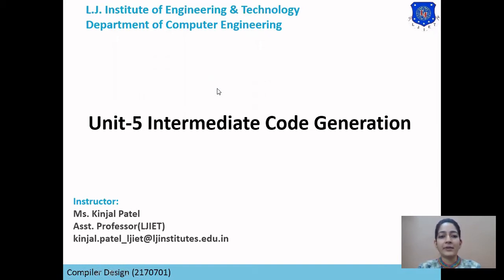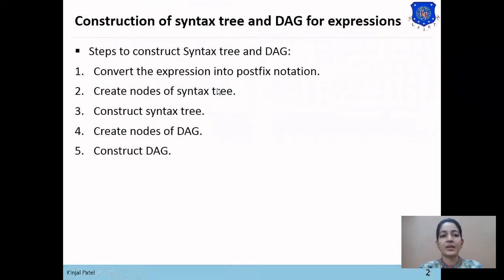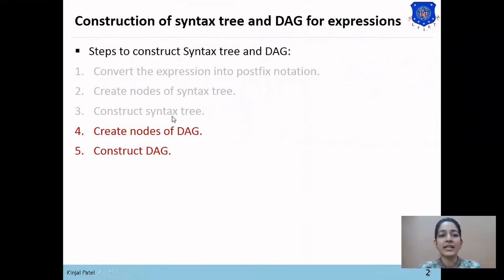So here is Chapter 5, Intermediate Code Generation, Lecture 3. We started the example of construction of syntax tree and DAG in the last lecture, and we performed the first 3 steps: we converted the given expression into postfix notation, created the nodes of the syntax tree, and constructed the syntax tree using those nodes.